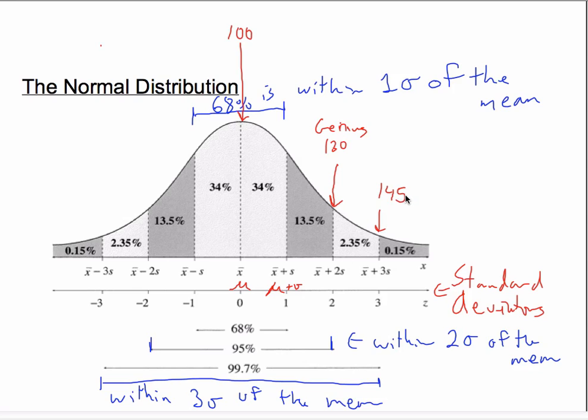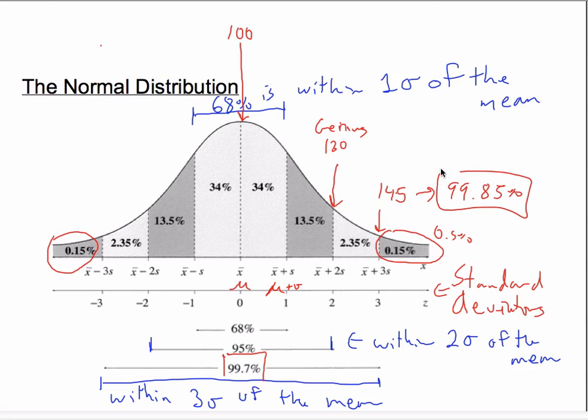So if you have an IQ of 145, you're better than, actually you're better than even more than 99.7% because you're also better than this bit as well. So above 145 there's only 0.15% of the population. So if you have an IQ of 145, you're better than 99.85% of the population. Okay, so that's how you kind of interpret things with the normal distribution.